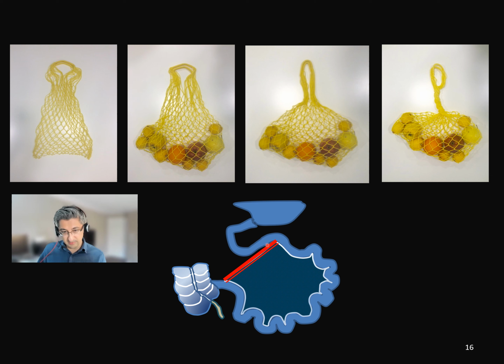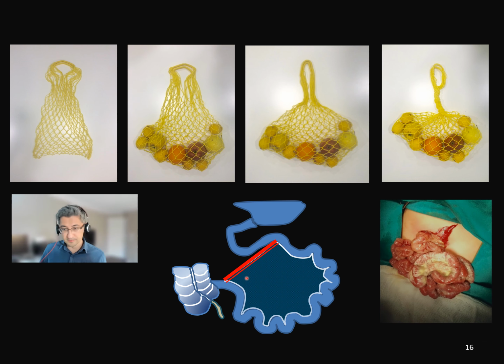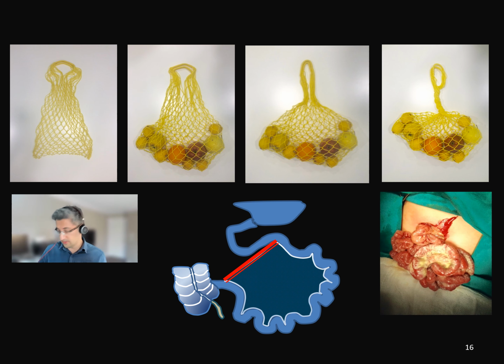As a result of a failure in rotation, the base of the midgut becomes narrow and prone to twisting. When it's twisted around, it's called volvulus. So not all malrotations are complicated by volvulus. And this is the result at surgery.